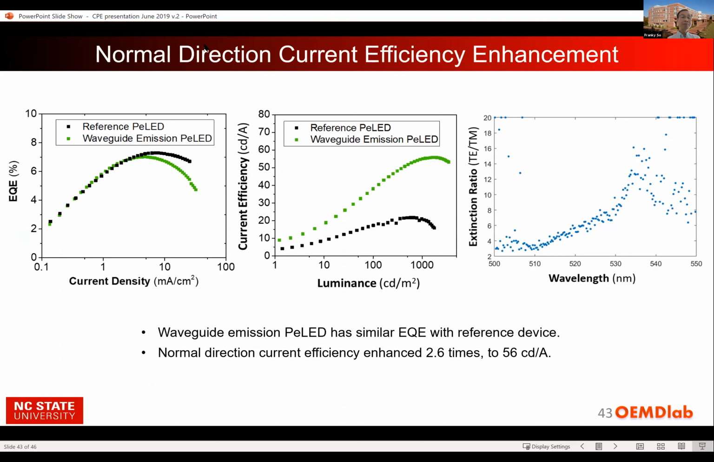In terms of efficiency, the EQE is not very high because the PLQY of the particular perovskite layer material that we use is not very high. But if you look at the current efficiency, because this is a directional emission LED, we get the current efficiency almost up to 60 candela per amp. With a high PLQY perovskite, this efficiency can go to over 100 candela per amp. The extinction ratio of the TE to TM waveguide emission is up to 14 to 16.